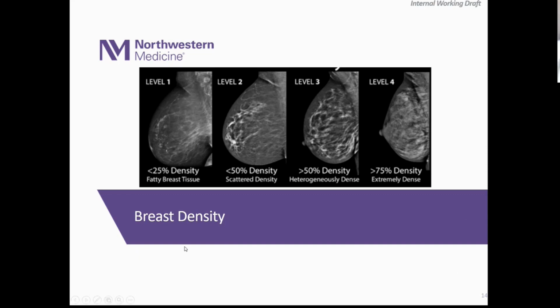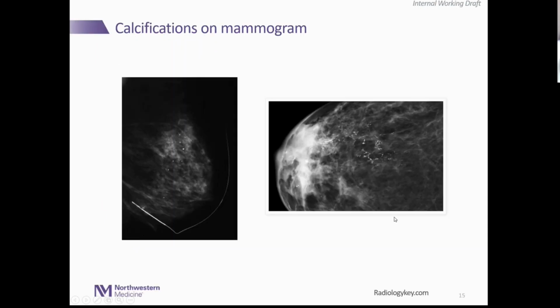When you get your mammogram report, you might see what category of density you are. There are 4 categories of density: A, B, C, and D. A would be the lowest dense, and D, or level 4, would be the highest density.